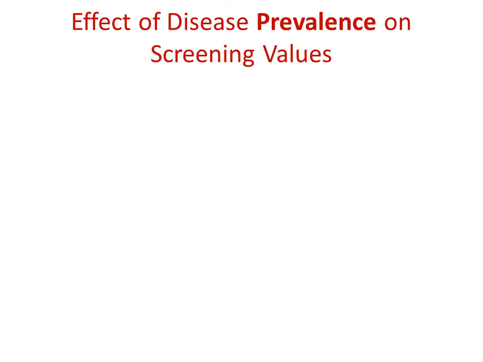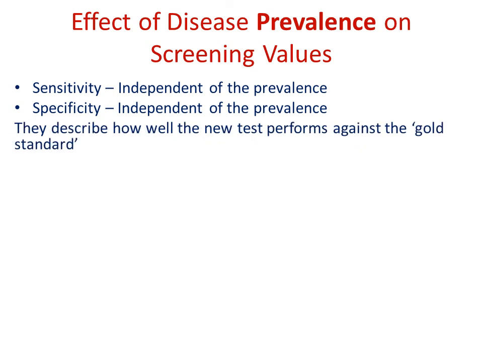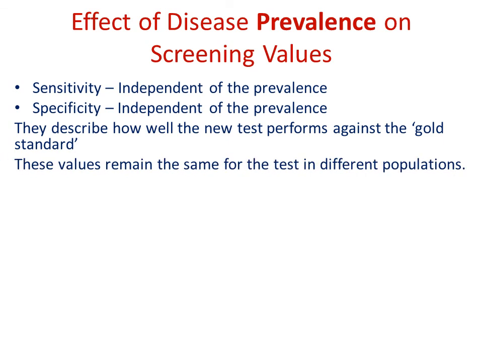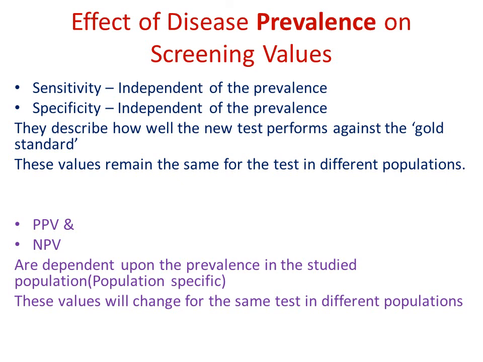Effect of disease prevalence on these values. Sensitivity and specificity are both independent of the prevalence of the disease. They are attributes of the test as such, and they describe how well the new test performs against the gold standard. So the sensitivity and specificity of the same test will remain the same in different populations, whereas the positive predictive value and the negative predictive value are dependent upon the prevalence of the studied population. That is, they are population specific. The predictive values will change for the same test in different populations.